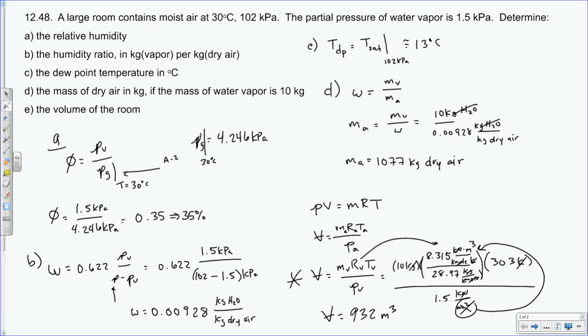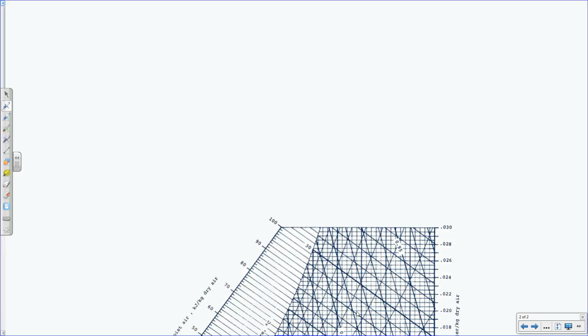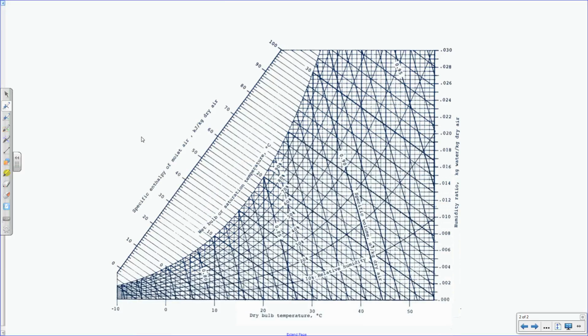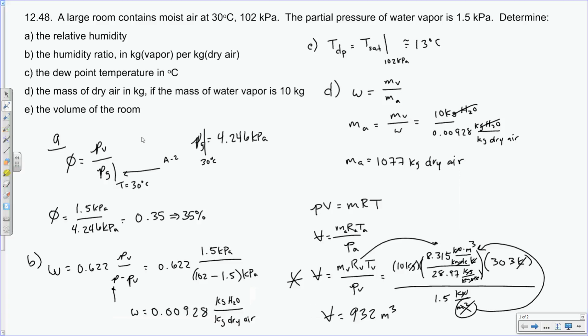Can we get these same exact answers using the psychrometric chart? Here's our psychrometric chart. It's developed for standard atmospheric conditions, which is pretty close to 102 kilopascals, generally 101.3, but that's totally fine. We're really close.